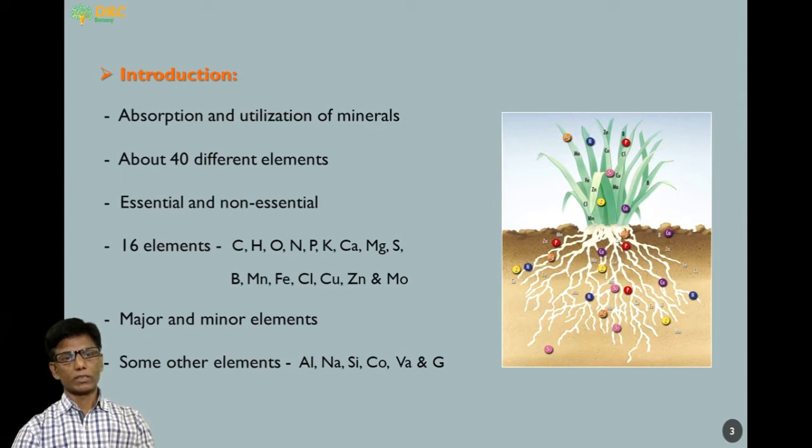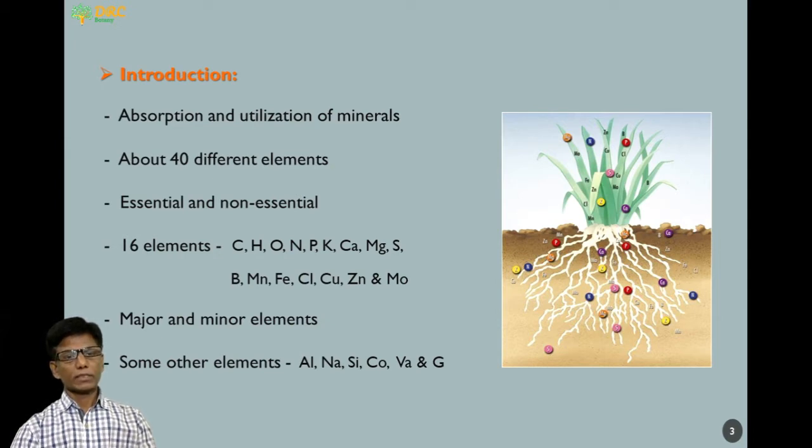For the normal growth and development of the plants, 16 elements are essential. These are carbon, hydrogen, oxygen, nitrogen, phosphorus, potassium, calcium, magnesium, sulfur, then boron, manganese, iron, chlorine, copper, zinc and molybdenum. These are the 16 essential elements.